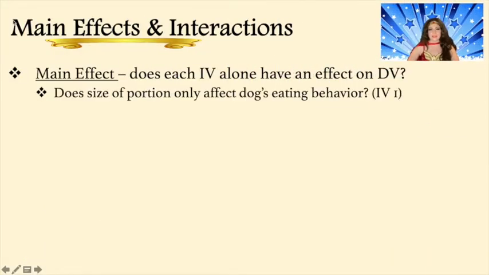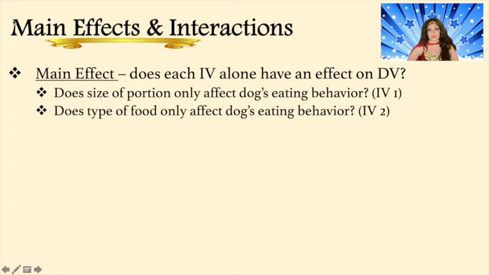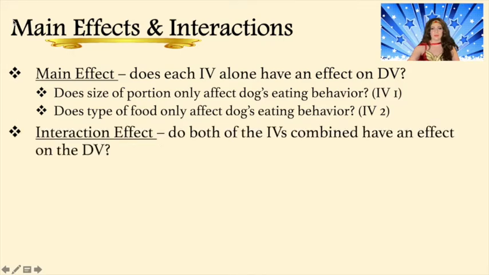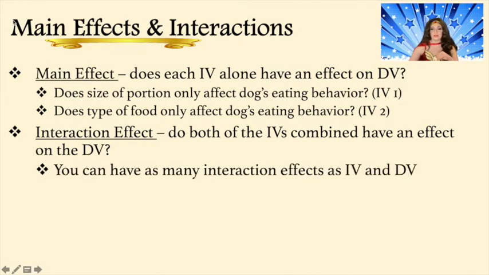So this leads us directly into our discussion of main effects versus interactions. A main effect basically tells us whether each independent variable alone has an effect on the dependent variable. Does the size of the portion only affect the dog's eating behavior, or does the type of the food only affect the dog's eating behavior? An interaction effect would show us a combination of those 2 independent variables.